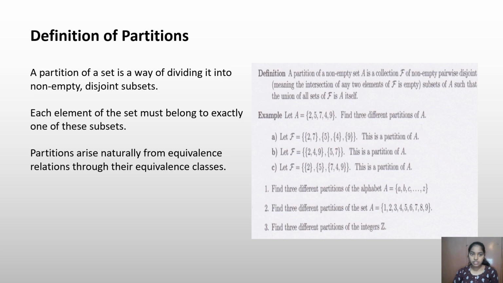Definition of partitions. A partition of a set is a way of dividing it into non-empty and disjoint subsets. Each element of the set must belong to exactly one of these subsets. Partitions arise naturally from equivalence relations through equivalence classes.